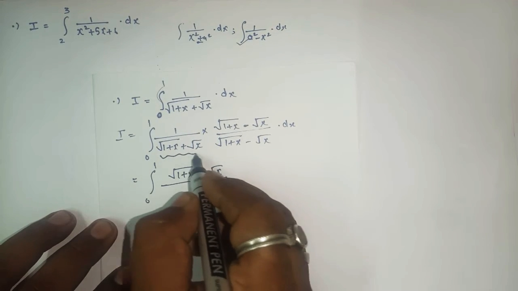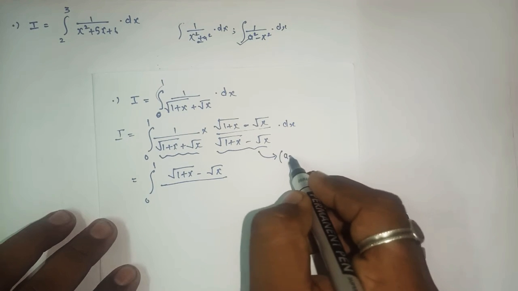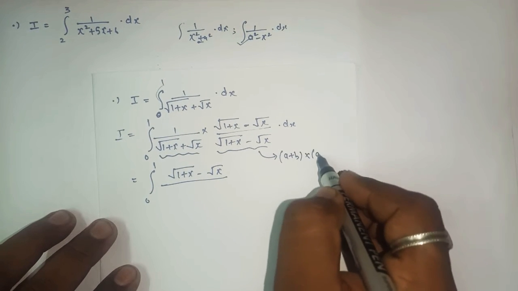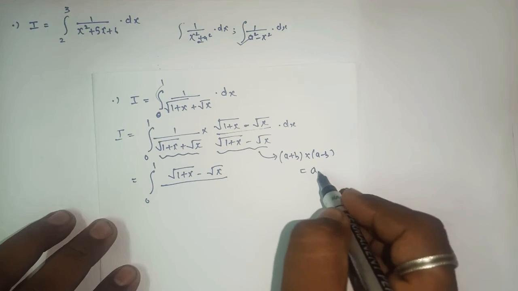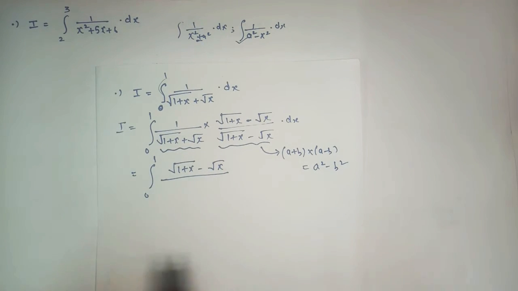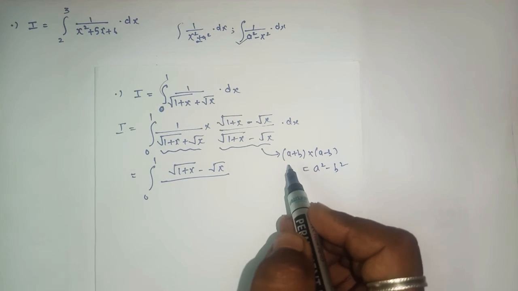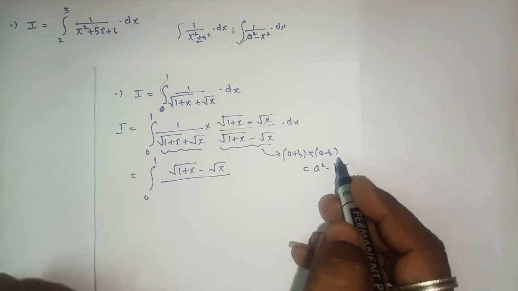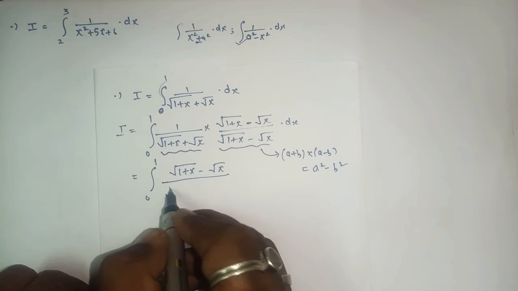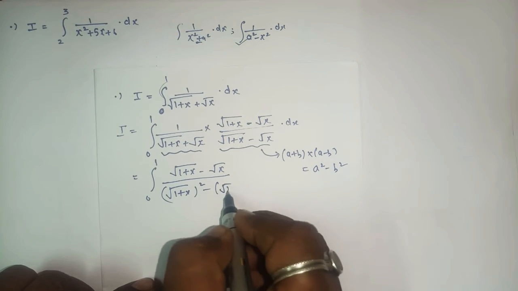when you multiply these two terms, they look like a plus b into a minus b, which we can write as a square minus b square. Yes or no? I hope you all know how to rationalize the denominator. Whenever you rationalize the denominator, it converts into the a plus b and a minus b formula, which we can write as a square minus b square. Yes or no?